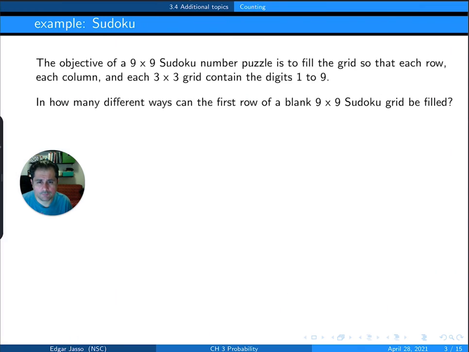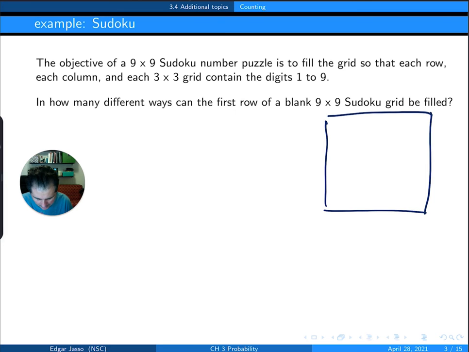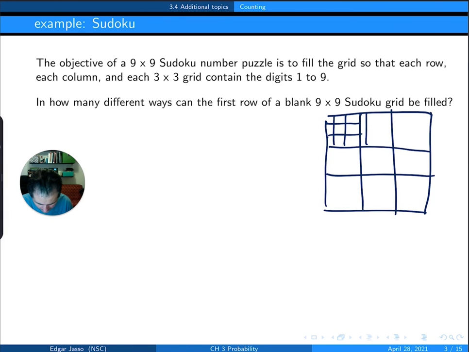Okay, so let's do another similar, easy example. Many of us are familiar with Sudoku. If you're not familiar with it, it's not a big deal. I just want to say that it's a 9x9, sorry, but it's split into these tiny boxes. Each one of these has to be filled with numbers between 1 and 9, each occupied once in each of these tiny squares. But also, in each row, every number between 1 and 9 has to be occupied.